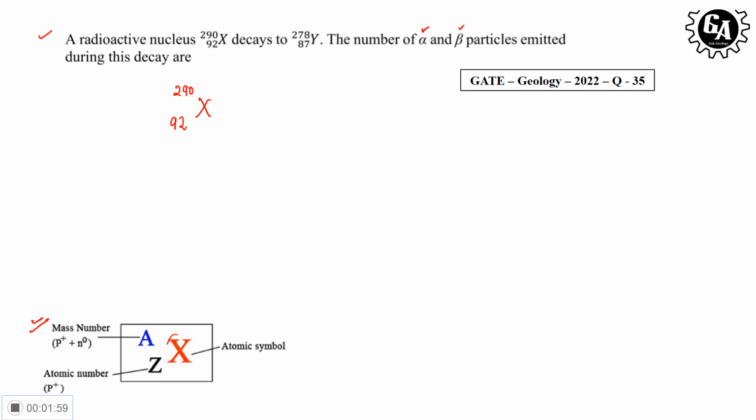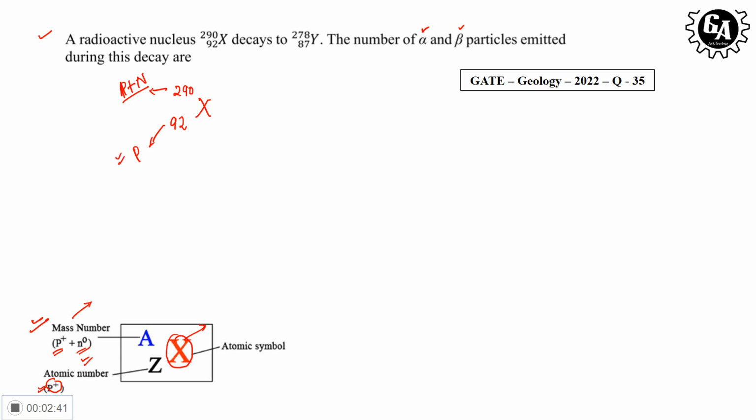Here you can see this is the mass number. This is the atomic symbol of your element, and this Z is your atomic number, which represents the number of protons. P plus means number of protons, and the mass number is the sum of the number of protons and neutrons. Proton has a positive charge, neutron is neutral. So this 290 comprises the mass of protons plus neutrons, and this lower one, the atomic number, represents the number of protons.